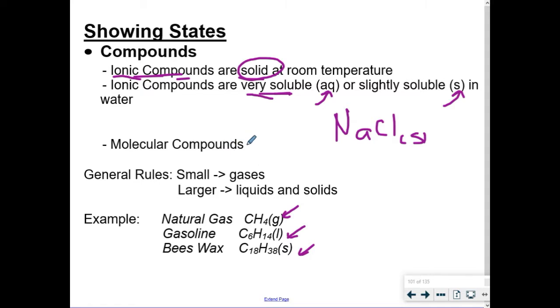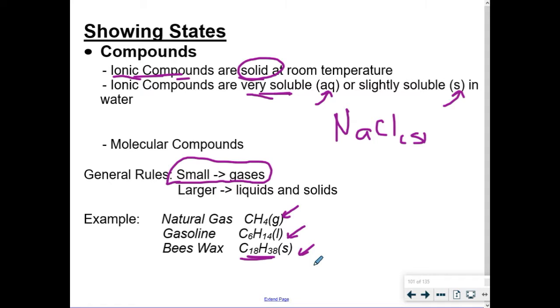If you have a molecular compound, then it really just depends on the size of the molecule. In general, most of them are gases. Almost all molecular compounds are gases. But there are some that can actually be liquid or solid. As an example, beeswax is actually a solid. How will you know this? You really won't after 3 weeks of chemistry.